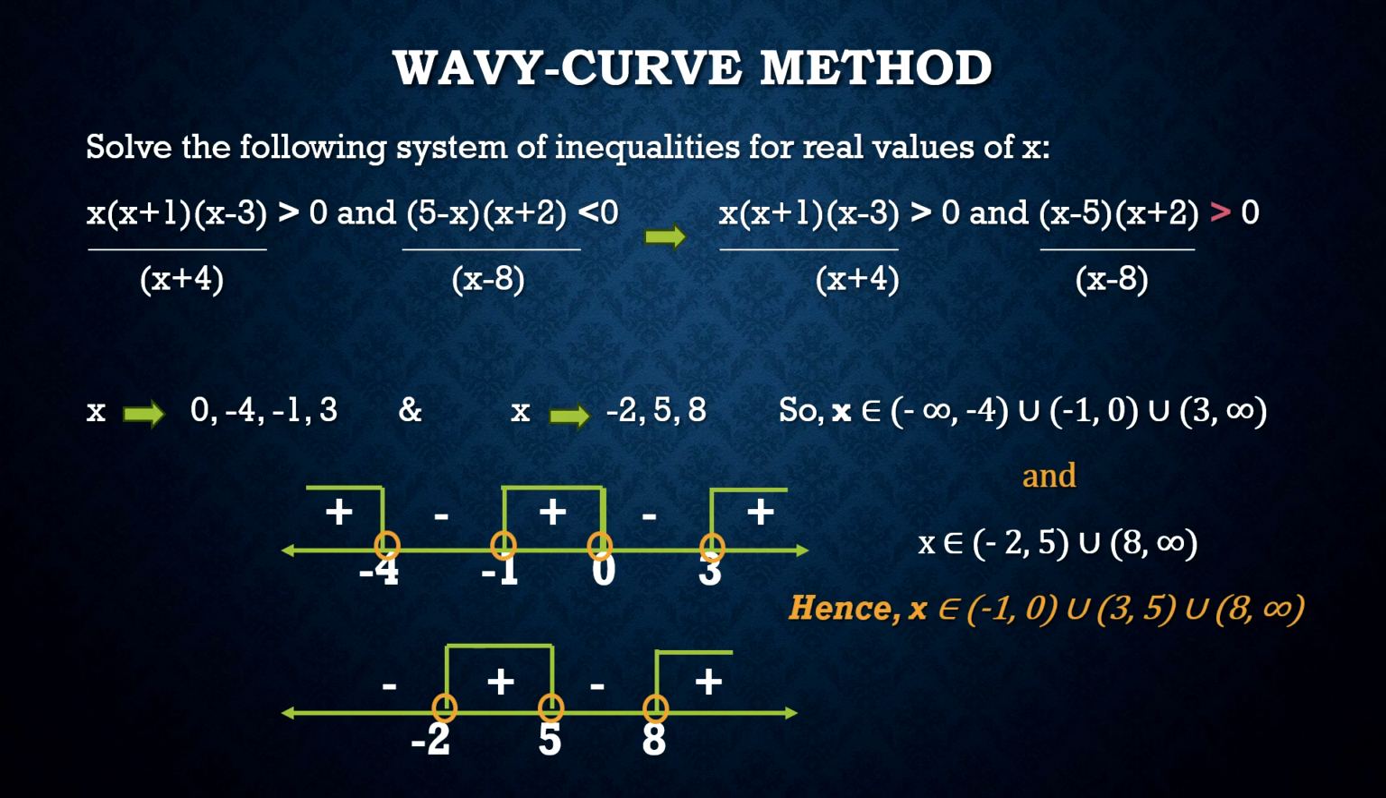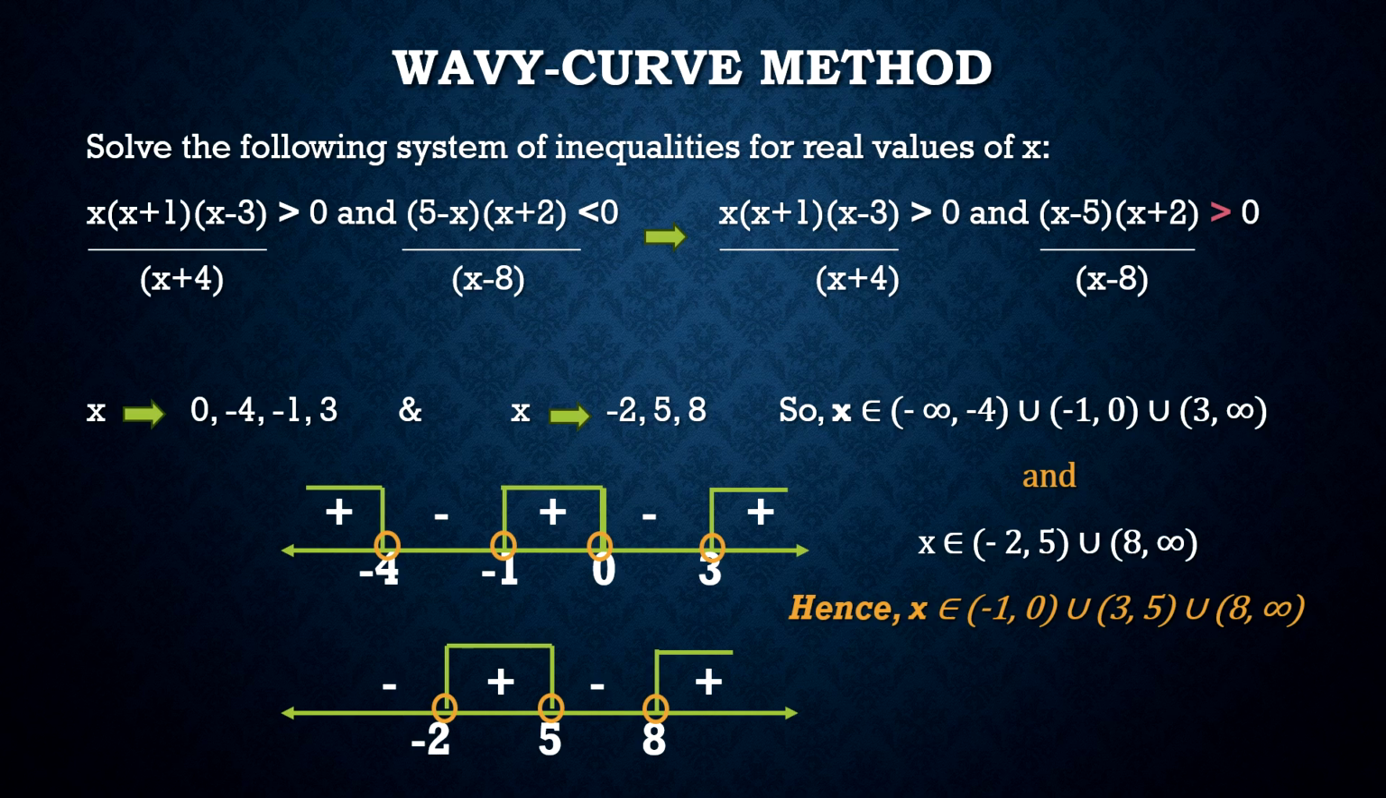Next example: you have to solve the system of inequalities. The two inequalities which are given are x(x + 1)(x - 3)/(x + 4) > 0, and (5 - x)(x + 2)/(x - 8) < 0. So now your x should satisfy both these inequalities. Let us simplify them. In the second inequality, since you are having 5 - x, it is not allowed, so it should be -(x - 5). Correct? So it is -(x - 5)(x + 2)/(x - 8) < 0.